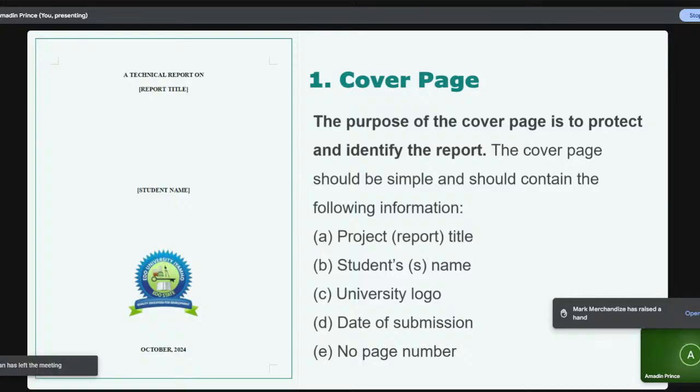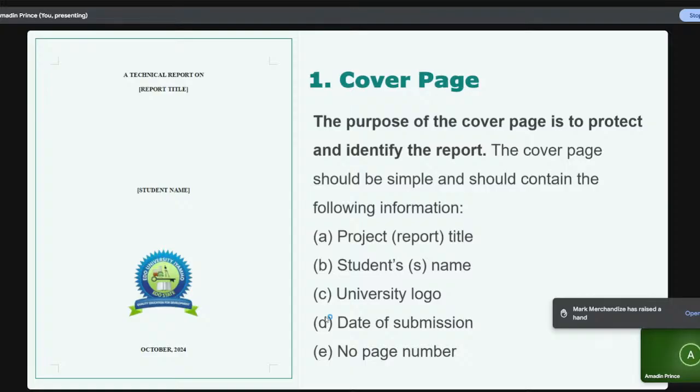For technical reports, the cover page must satisfy five things. Number one is the project report title, and number two is the student name, obviously. The third one is the university logo. I see most students writing a cover page without adding the logo. That is very bad, because this is to protect your work, and the first thing to identify who you are is where you come from, and where you come from is the institution you are in. That can be signified through the university logo.